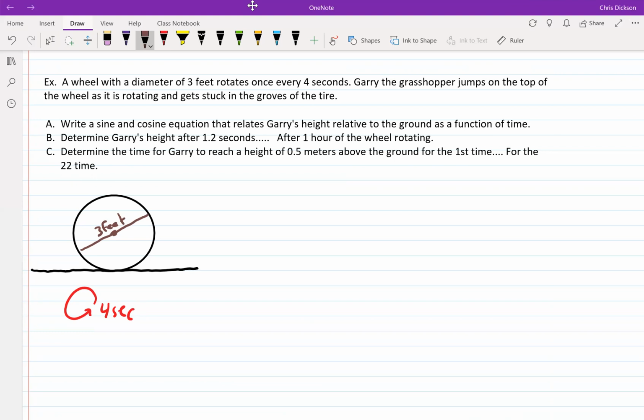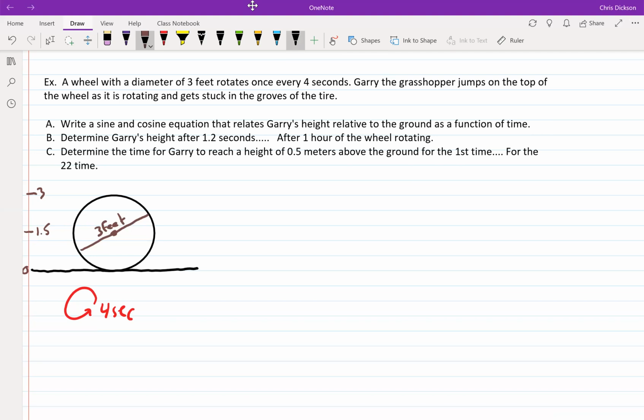And so this question is a little bit easier than what we did earlier with the Ferris wheel, because the ground is actually at 0. So the bottom of the wheel would be at 0, top of the wheel is at 3, and the middle of the wheel, where the hub would be, 1.5.